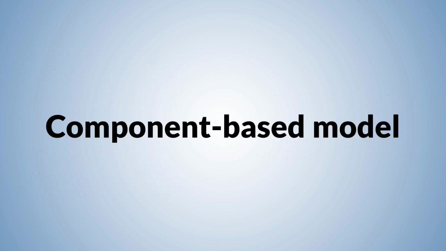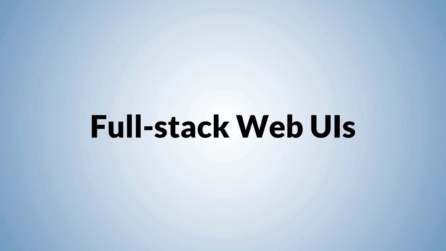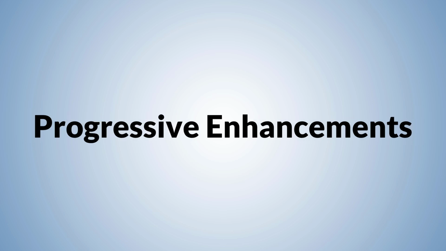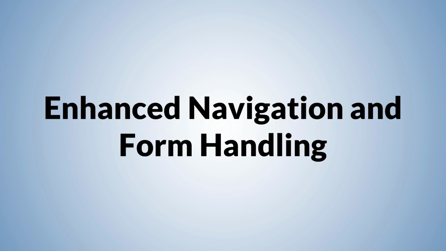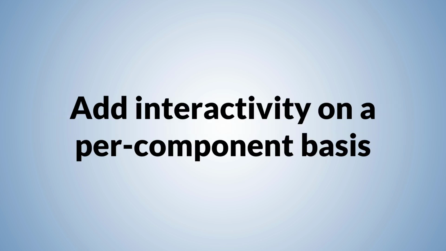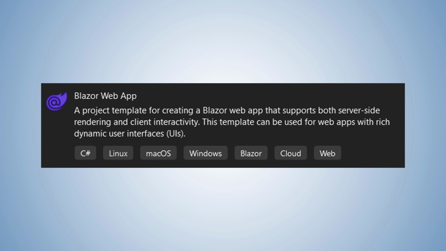a consistent component-based programming model for building full-stack web UIs. And in order to support this, new features are added to Blazor, and these are static server rendering and progressive enhancements such as enhanced navigation and form handling, streaming rendering, and the ability to add interactivity using Blazor Server or Blazor WebAssembly on a per component basis. All these features are supported with the new Blazor web app template, so let's talk about that next.